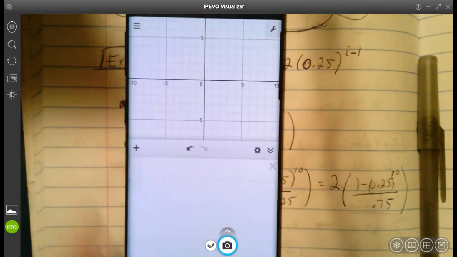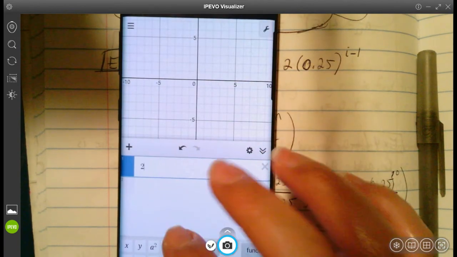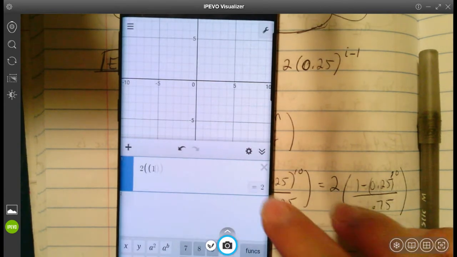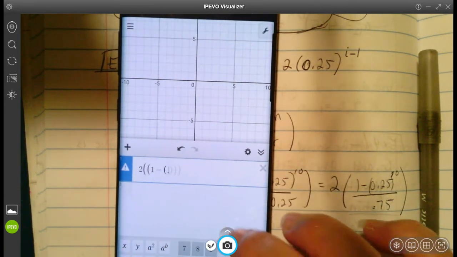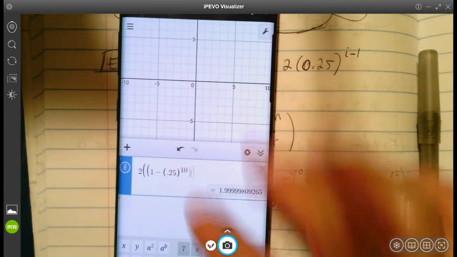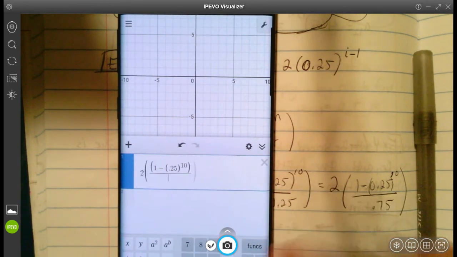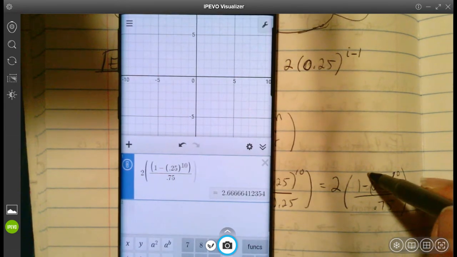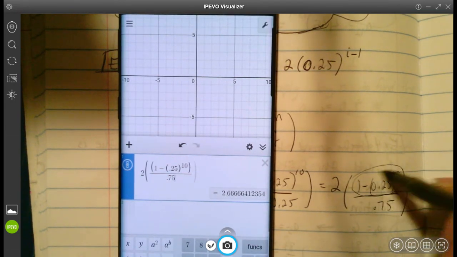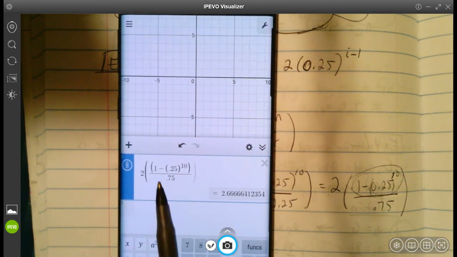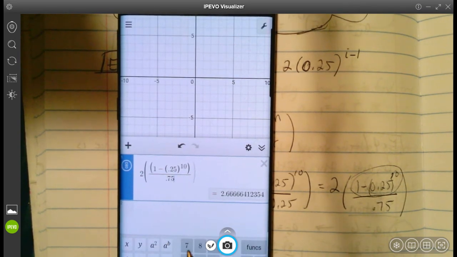And here's my calculator. Let's plug it in. We have 2 times, let's see, we're going to put another parentheses just so that we're clear. 1 minus another parentheses, 0.25 to the power of 10. You want to be real careful with all the parentheses here. Divided by 0.75. So basically, wherever you have a term, think of it like this: all of this is a parentheses, this is a parentheses, and then I have the whole thing in parentheses. Just be careful with that. Make sure that your calculations match what you wrote here. If you have something weird going on, you might want to double check, okay?